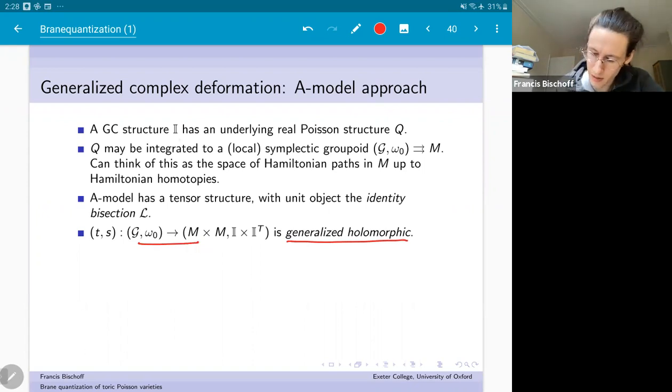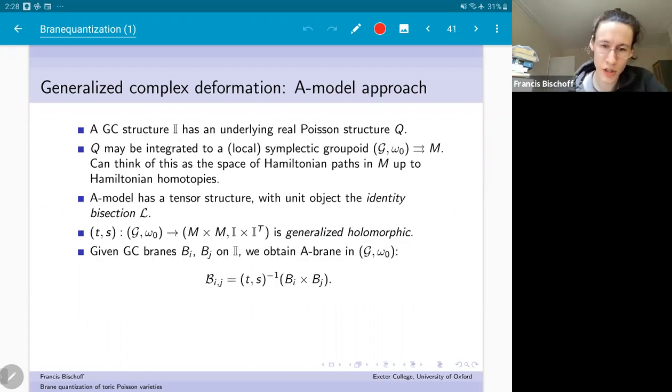And so what this means is that if we have GC branes on M, say B_i and B_j, then we can take their product to get a brane inside of M cross M. And then we can use this map, which is generalized holomorphic, to pull them back. And that produces an A brane in the groupoid, which I'm calling B_ij. So you can think of this brane B_ij as paths in M which go from B_j to B_i.